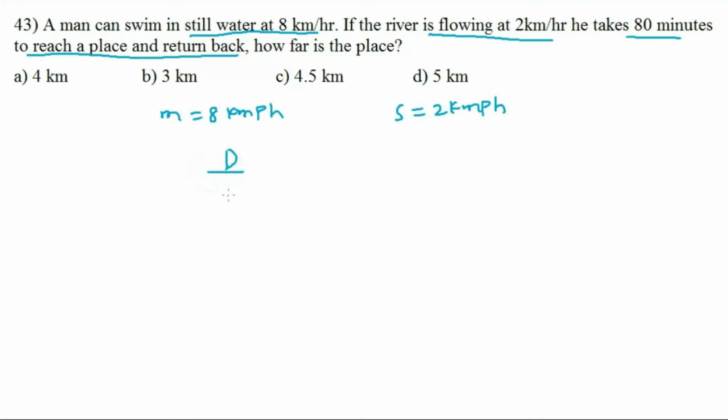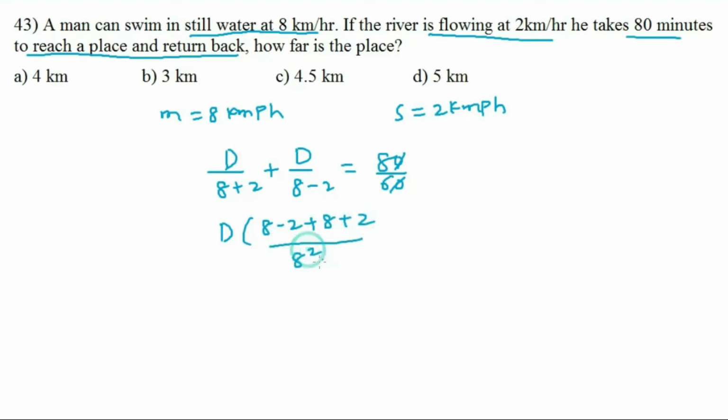As per the question, distance by downstream speed, 8 plus 2, plus distance by upstream speed, 8 minus 2, equals overall time, which is 80 minutes. 80 minutes in hours, 80 by 60. Zeros cancel. D is common. (8 minus 2 plus 8 plus 2) divided by (8 square minus 2 square) equals 8 by 6. Minus 2 plus 2 cancel.